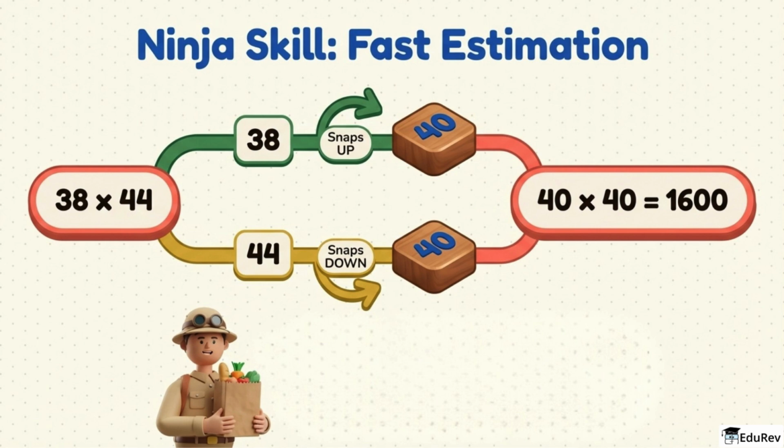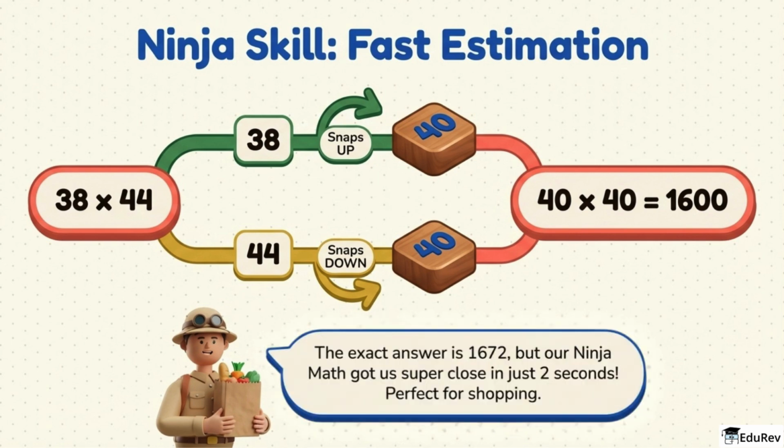Now let's learn one last smart skill. Fast estimation. Suppose you see 38 times 44. You can estimate quickly by rounding. 38 becomes 40, 44 becomes 40. Now multiply. 40 times 40 equals 1,600. That is not the exact answer, but it is very close. The real answer is 1,672. So estimation helps when you need a quick idea instead of a perfect answer. It is very useful in shopping, checking totals, and mental math.